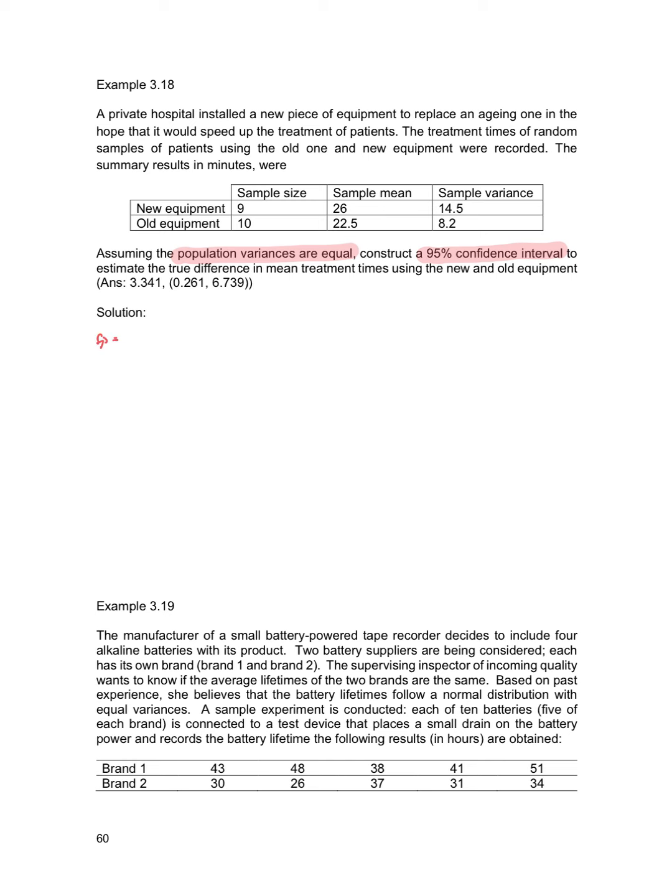n1 minus 1, so 9 minus 1, times s1 square. s1 square is 14.5. We don't need to put the power of 2 because this is already the variance. The variance notation is s square, so no need to square. Plus n2 minus 1, 10 minus 1, times 8.2, over 9 plus 10 minus 2. Don't forget to put the square root. So finally the answer for the pooled standard deviation is 3.341.